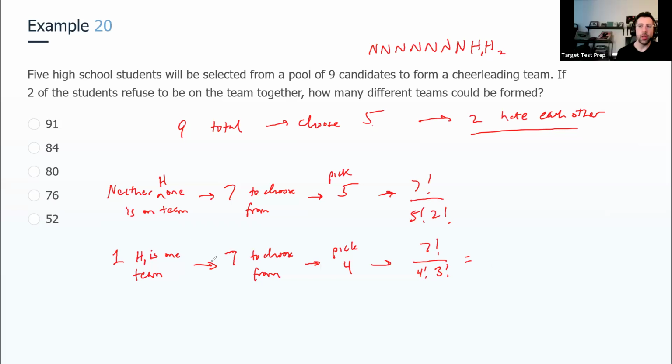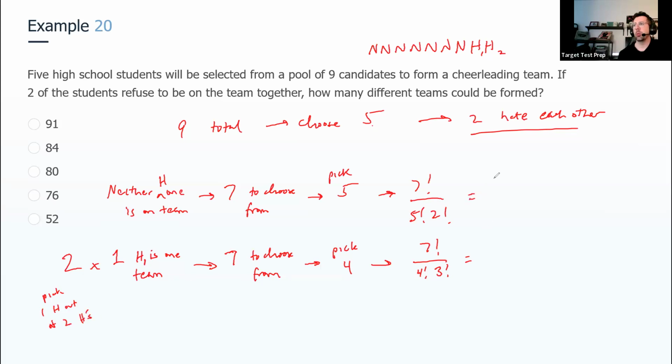So yeah, or you could think of it as pick which one of the 2 haters would make the team, which would just be times 2. So you could do it any number of ways, right? But basically it's this times 2. Pick 1 H out of 2 haters.